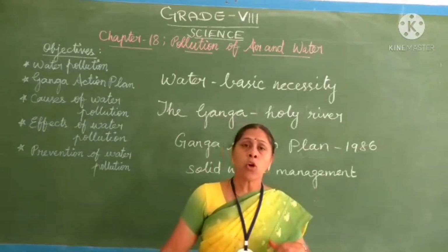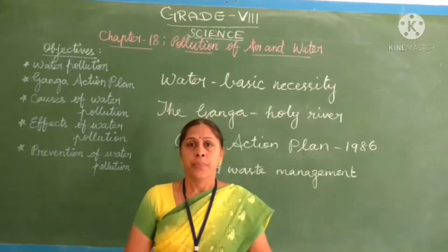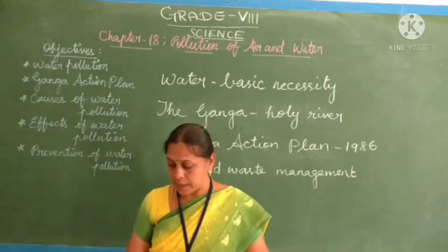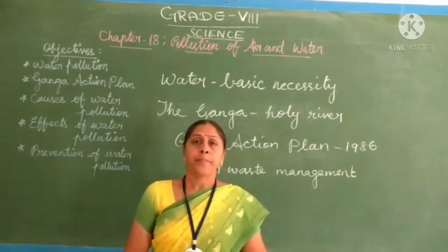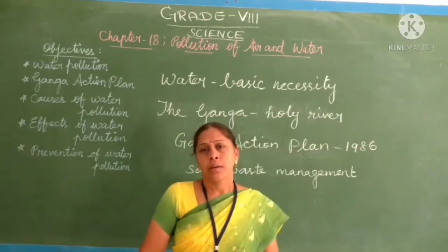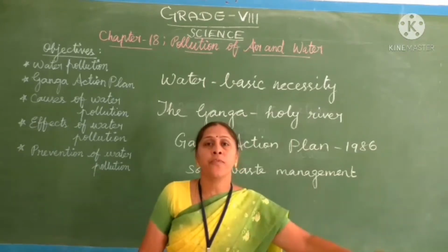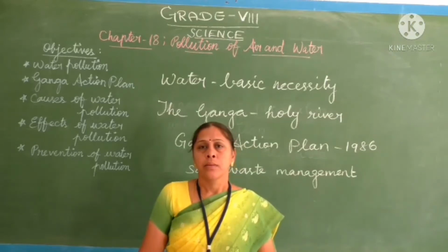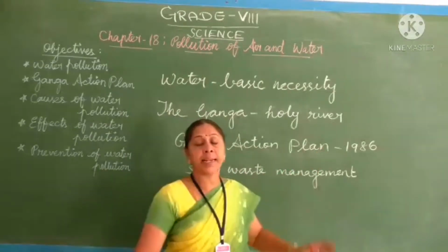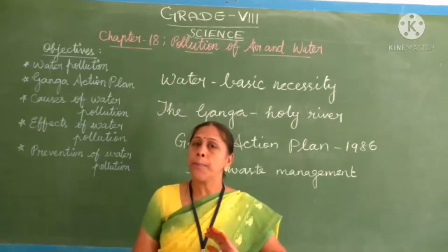And the government also made some public awareness. They made some groups to make awareness among the people to keep the Ganga clean. Some rallies took place to make the people aware about the pollution of the Ganga. So like this, several steps were taken by the government through the Ganga Action Plan in 1986, and it helped to make the Ganga clean, but not completely.